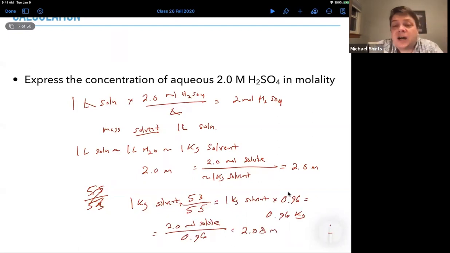So we know that it's going to be a higher molality than molarity. How much higher? Well, probably not that much, maybe up to 2.1 or so. So it's still in the reasonable range. If you have dilute aqueous solutions, the molality and the molarity are relatively close together.